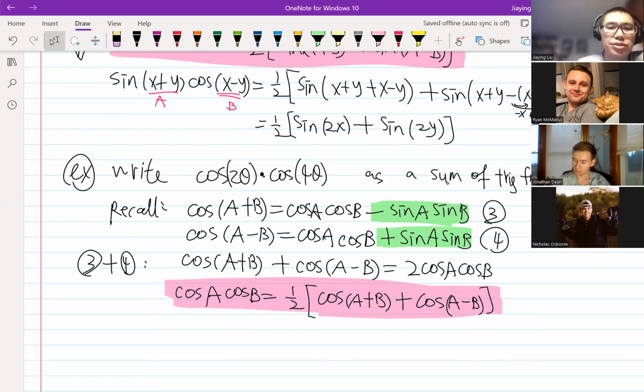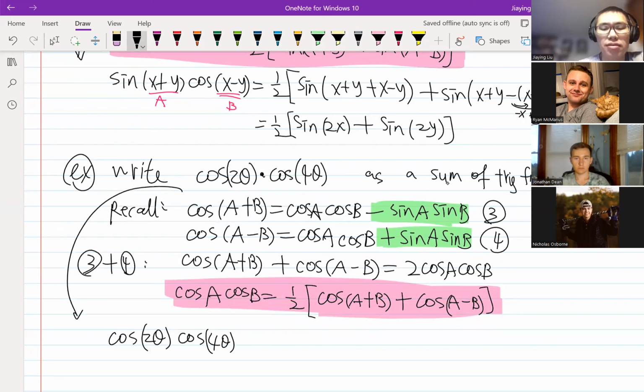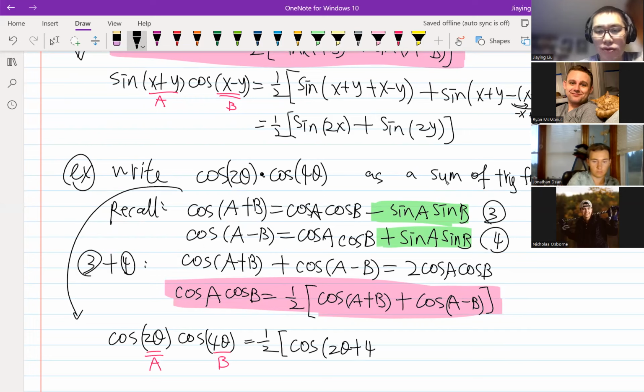So now we can use the same thing for cosine, for the example we had. Cosine 2 theta cosine 4 theta is going to become 1/2. Here we just have to think about the 2 theta as the angle A, and 4 theta as the angle B. So we get 1/2 bracket cosine of A plus B, so that's 2 theta plus 4 theta, plus cosine of A minus B, that's 2 theta minus 4 theta.